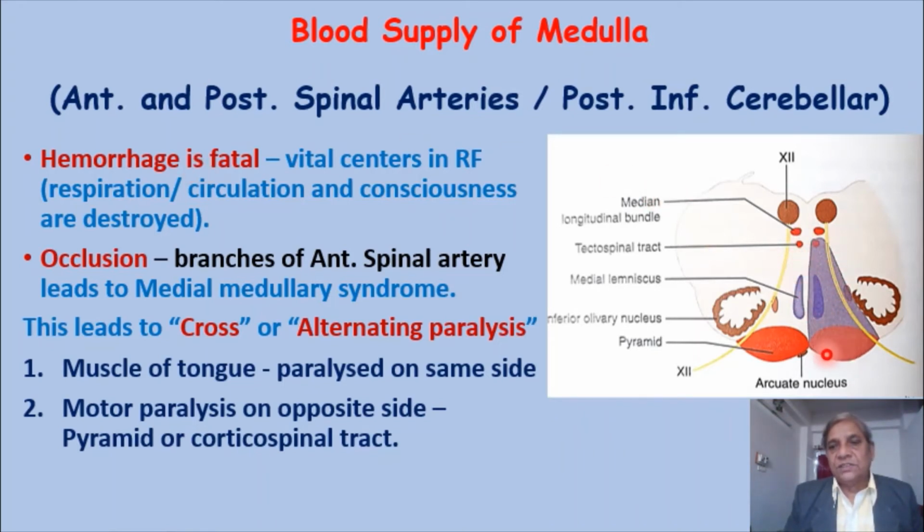You can see here, this is the pyramid of the medulla. This is the medial lemniscus, this is the inferior olivary nucleus, and this is the 12th cranial nerve nucleus, the hypoglossal nucleus. If the hemorrhage takes place here because of the medial arteries, especially the anterior spinal arteries, which send branches from the furrow deep inside, then the reticular formation present here will be involved.